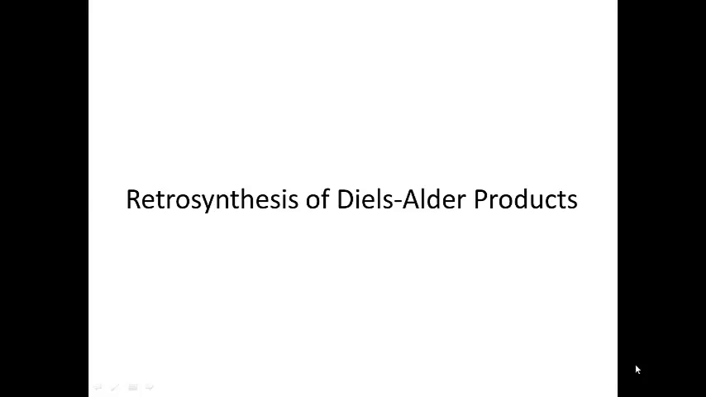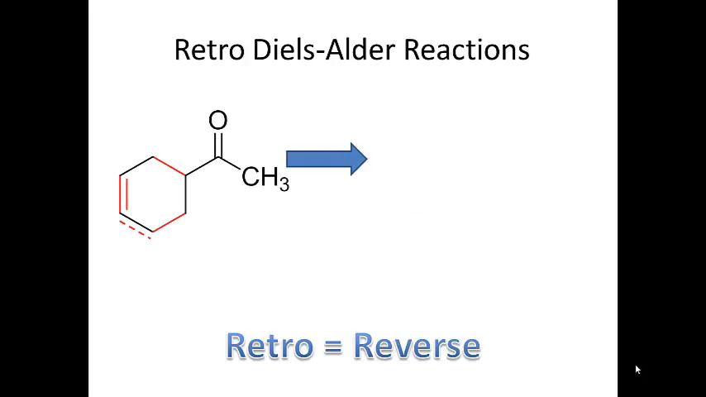Now let's talk about retrosynthesis of Diels-Alder products. As always with retrosynthesis, what we're dealing with is looking at the product and working backwards to the starting material. So let's look at what we have here. Here's a Diels-Alder product. Remember, retro just simply means reverse. So here's a Diels-Alder product. How do we go from this product to the starting material?